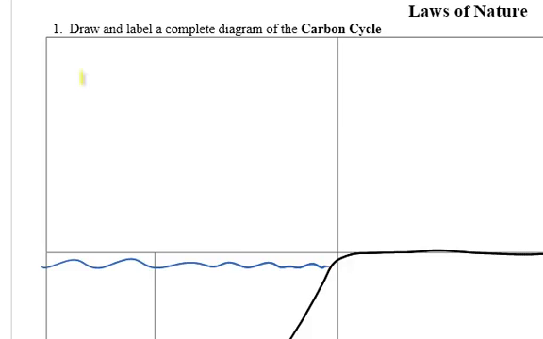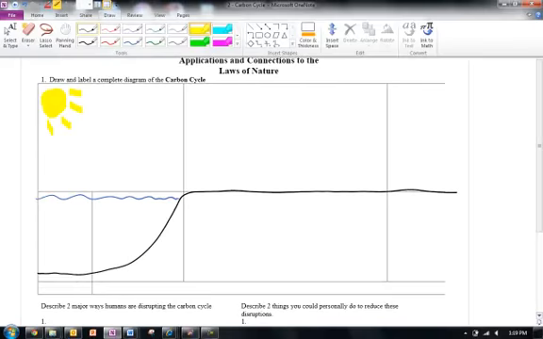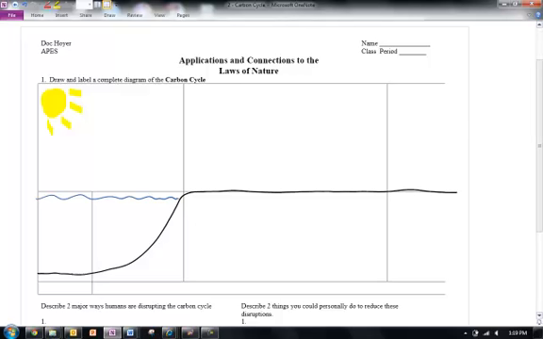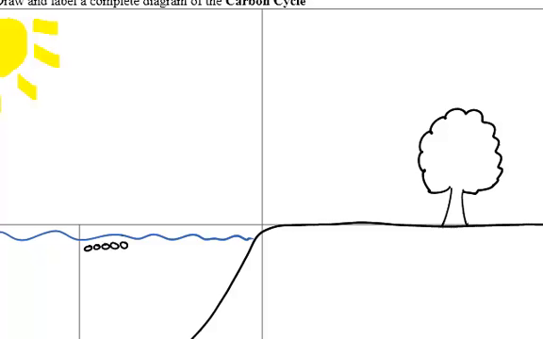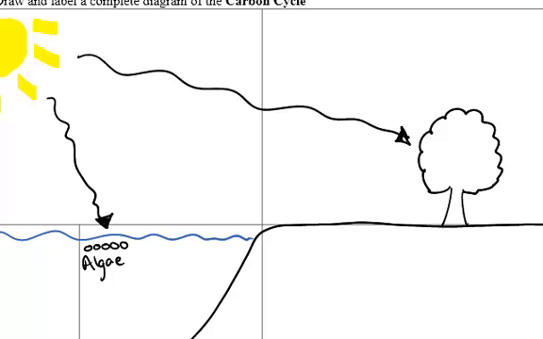First thing we're going to add is the sun. The sun's energy is what's going to drive the carbon cycle. And that sun's energy is going to be transmitted to two places in the carbon cycle. The first place would be to a tree. We're going to put it right here in this middle box. And also algae that are going to go into the water. We draw the arrows showing that the sun's energy is going to the algae and also going to the tree, and label it energy.